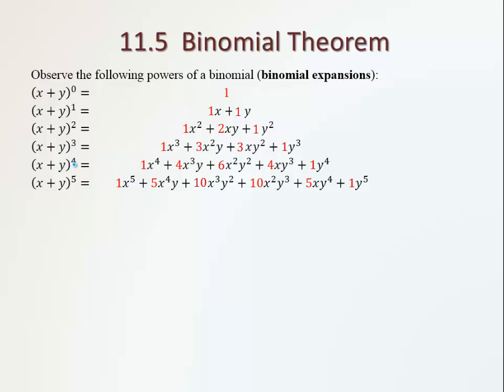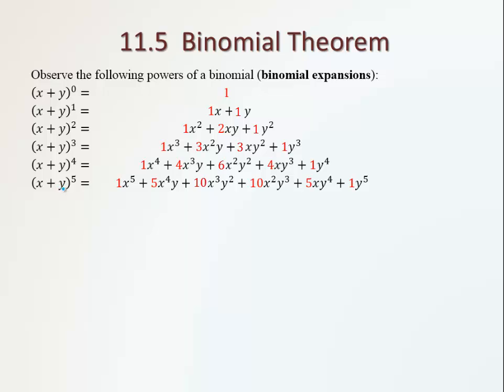x plus y to the 4 turns out to be 1x to the 4, 4x cubed y, 6x squared y squared, 4xy cubed, and 1y to the 4. So again, our observation repeats. The exponents for x decrease, 4, 3, 2, 1, 0, and for y increase, 0, 1, 2, 3, 4. Coefficients are 1, 4, 6, 4, 1. Again, very symmetrical from the center.